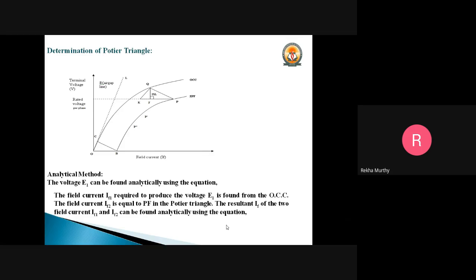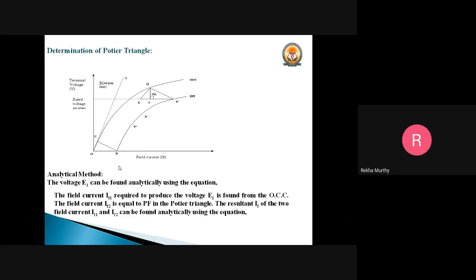In this case, you can see that this is the location of the ZPF curve. A ZPF curve can be obtained only by conducting the ZPF test, the zero power factor test. Here, IF1 is the field current which is required to produce a voltage E1, which is formed by the OCC, and it is drawn perpendicular to E1. IF2 is the field current which is required to overcome the armature reaction, and it is drawn perpendicular to the IA. I into XA, and IF is the net field current which is required to produce the rated voltage at a power factor of cos phi.